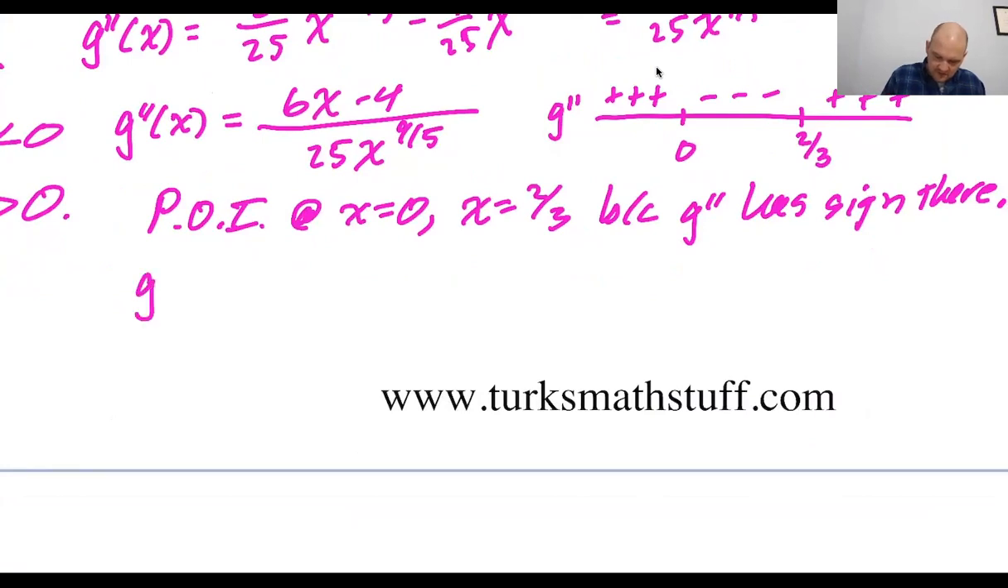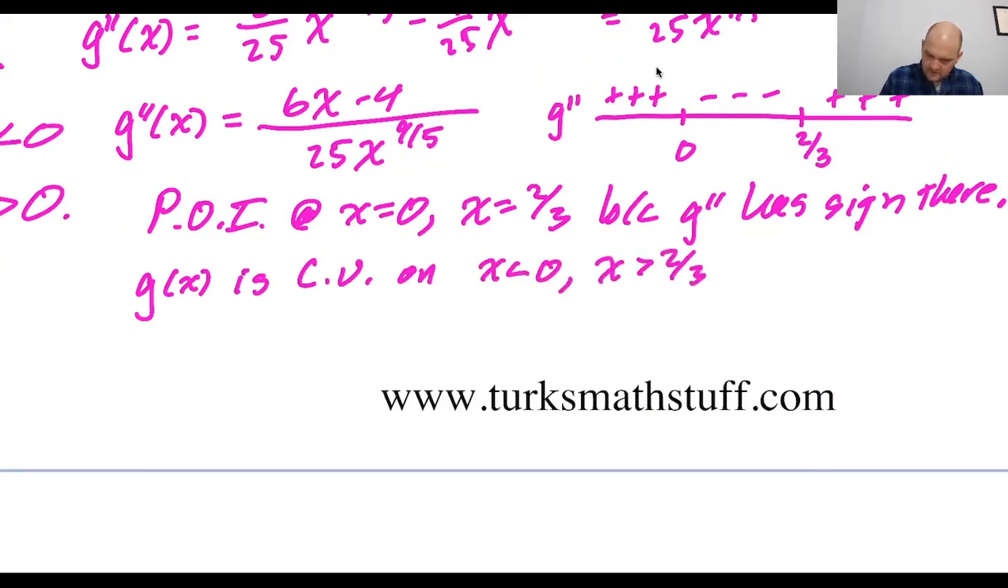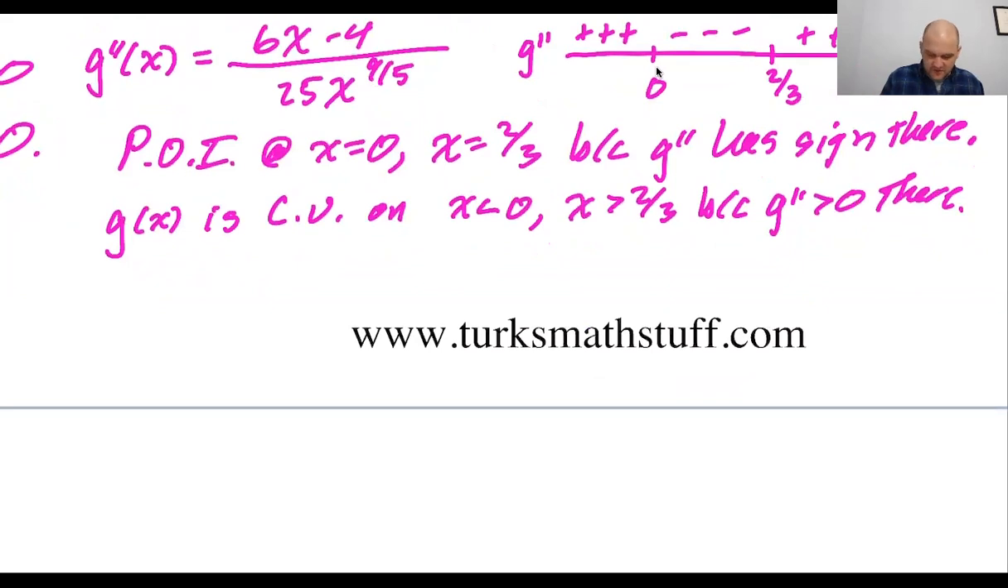G of x is concave up on x less than 0, x greater than 2/3, because g double prime is greater than 0 there. I don't really like ending it with "there," but for space reasons and expediency, I usually do.